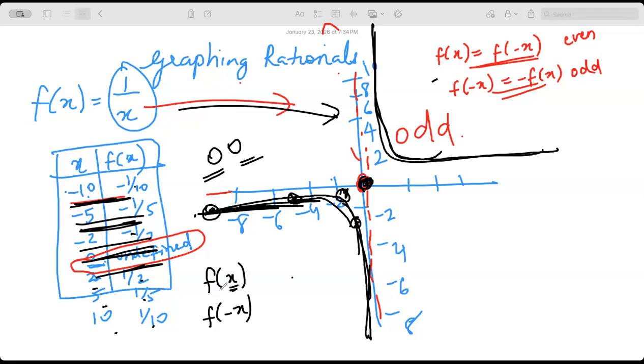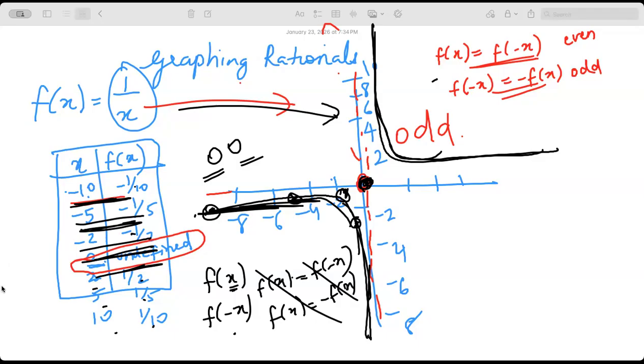When both are not equal, then it's an odd function. Meaning, f of x equal to f of minus x means even. f of x equal to minus of f of x means it is odd. When none of these relations holds good, it's neither. This is something we learnt before. I'm just revising. Now what I want you to know is the graph of a rational function.